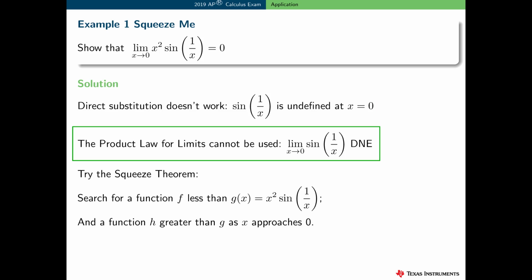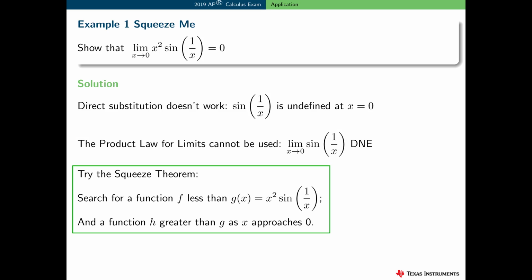Now the next thing you might consider is that limit property that says the limit of a product is the product of the limits. But this is only true if both limits exist. And the limit as x goes to 0 of the sine of 1 over x doesn't exist. Do you remember why? It's because sine of 1 over x oscillates between -1 and +1 infinitely often, and it never zeroes in on any one value. So we need another method to find this limit.